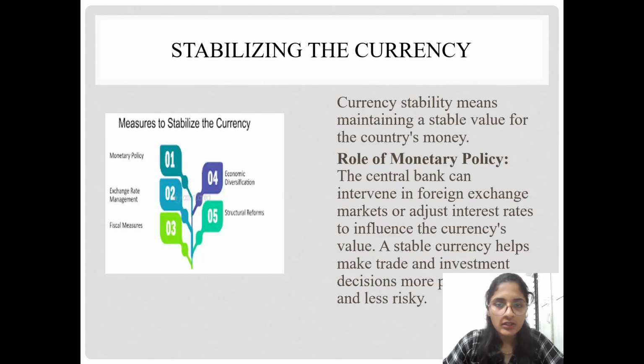Next is stabilizing the currency. Currency stability means maintaining a stable value for the country's money. This stability is very crucial for international trade and investment because it reduces uncertainty. The role of monetary policy in this area might be that the central bank can intervene in foreign exchange markets or adjust interest rates to influence the currency's value. A stable currency makes trade and investment decisions more predictable and less risky.